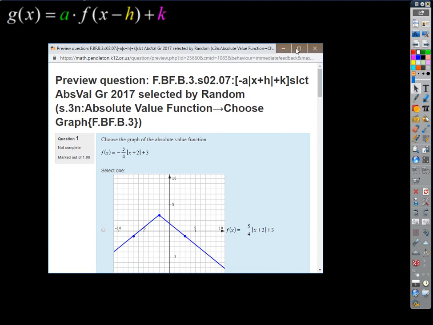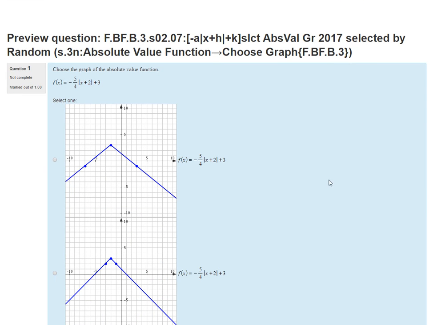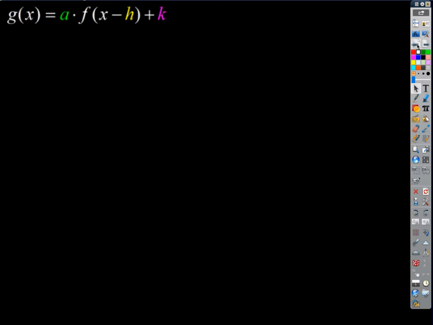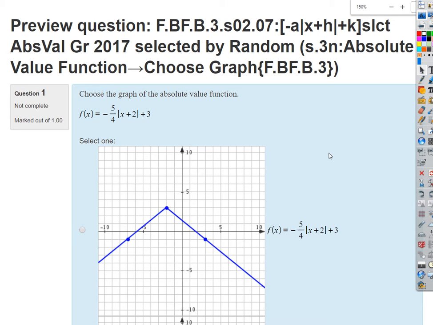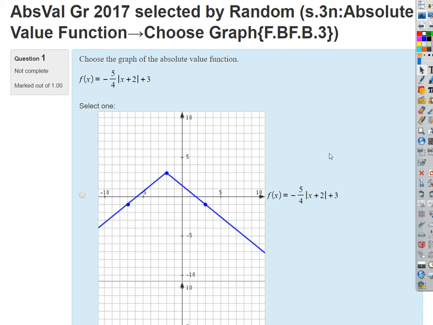Okay. You guys are up for the challenge, I think. I really do. So we gotta find the graph of that. We gotta graph that guy.